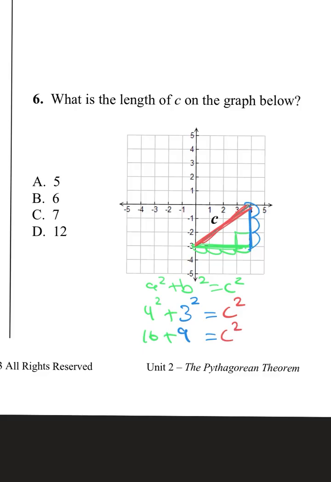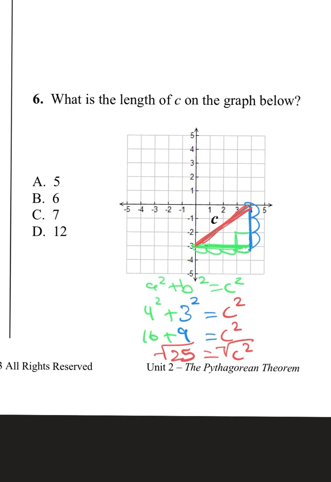Okay, so choose one color. 16 plus 9 is 25, and that's equal to C squared. Let's get rid of the squared. So the opposite of squaring a number is finding its square root. Like I said before, some of you guys were not doing that, so that's why you got your problems wrong.